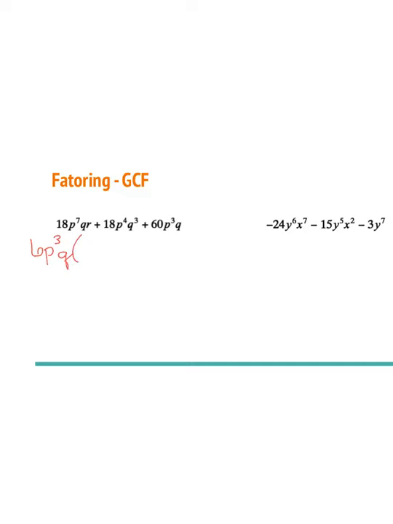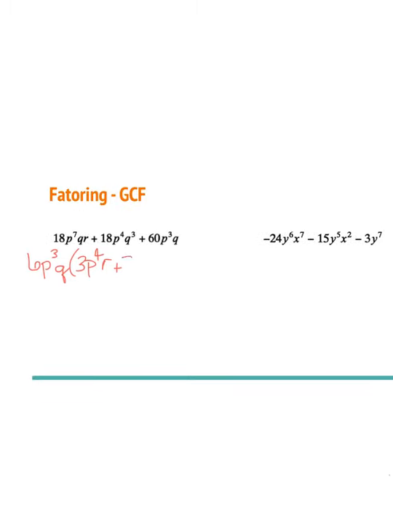All right, so that would leave me with 3p to the 4th, we already factored out the q, r, plus 3p to the 1st, q to the 2nd, plus 10. All right, because we factored out this p to the 3rd, q, that's what we factored out over there.